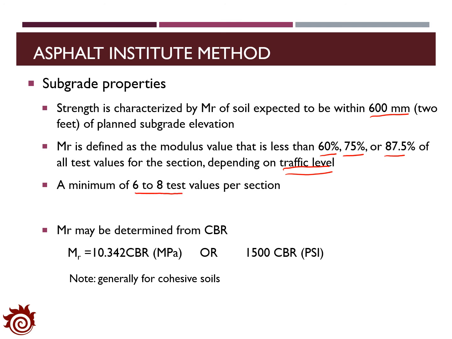Also, we can estimate MR based on the value of CBR. If CBR is measured in megapascal, MR is 10.342 times CBR. If CBR is measured in PSI, then MR equals 1500 times CBR. But you have to remember that there are some limitations about the CBR and MR relationship. Usually this equation is applied for cohesive soil with CBR values less than 20.